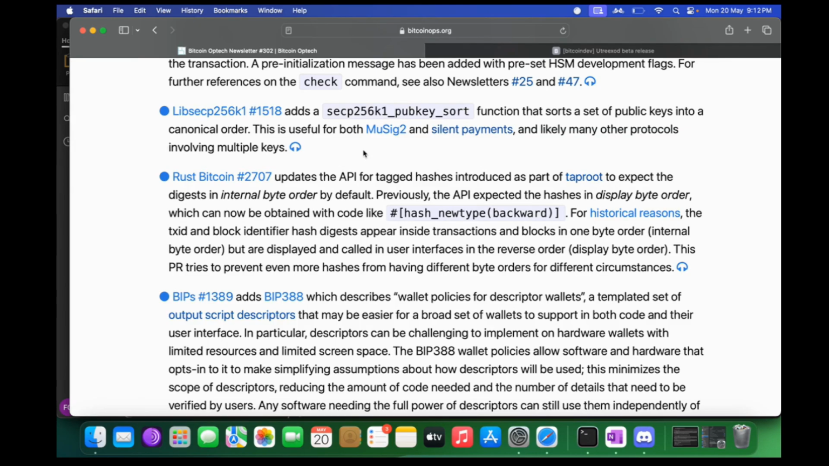Some enhancements have been made to the libsecp256k1 library, which Bitcoin Core uses for all the cryptographic heavy lifting. It sorts the public keys in canonical order, to ensure that the public keys and the digital signatures, which are off the chain, are arranged in a canonical order and sorted properly so that the signature does not fail. That is what this aims to do.